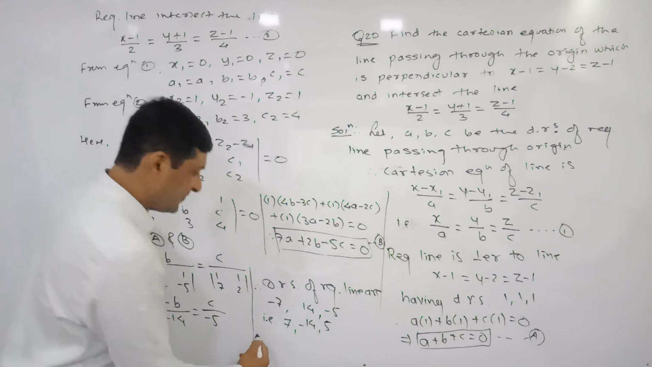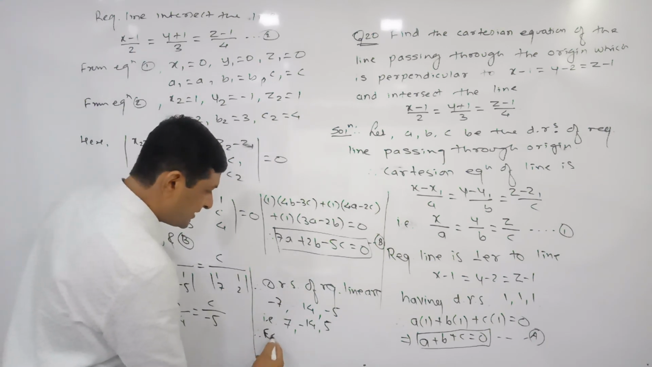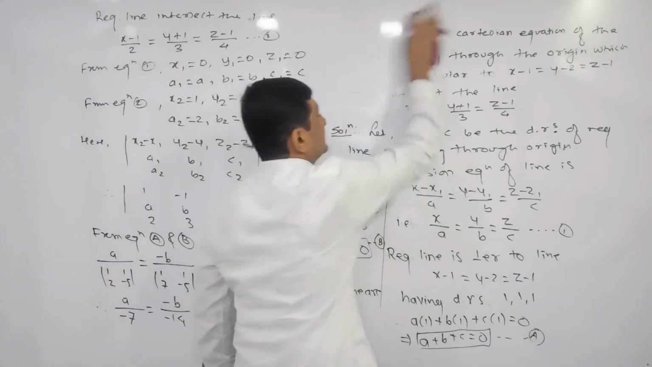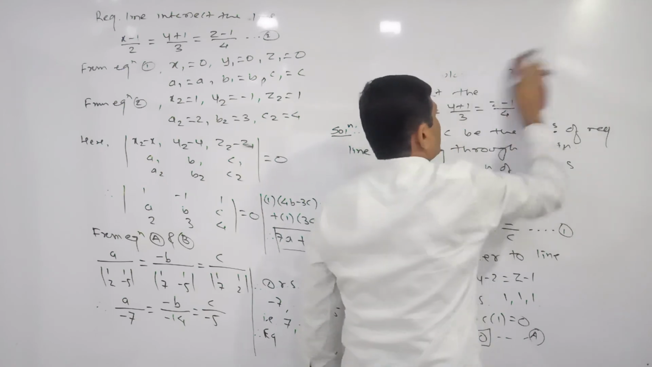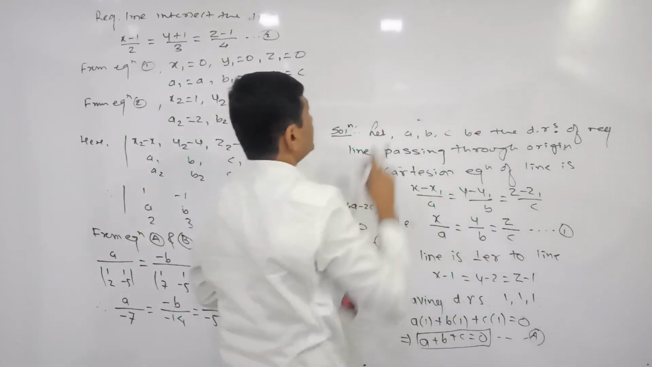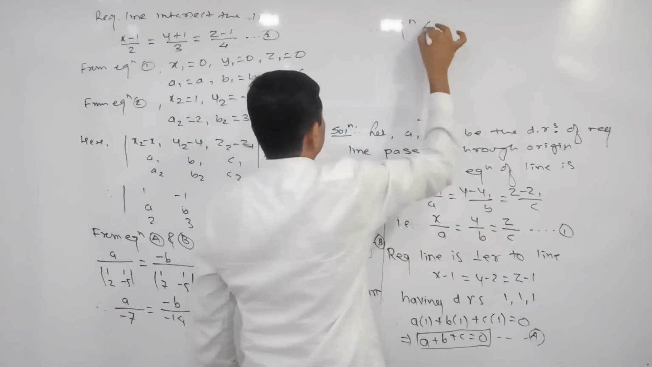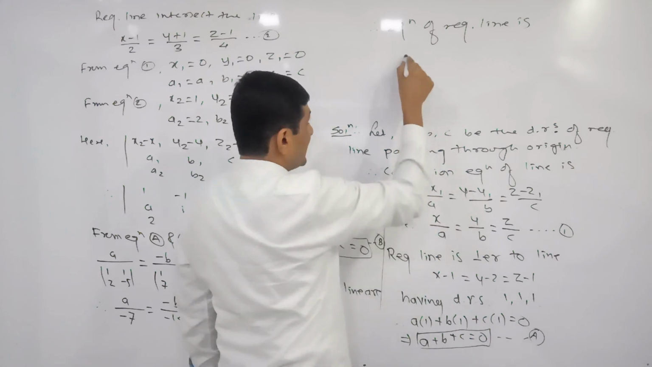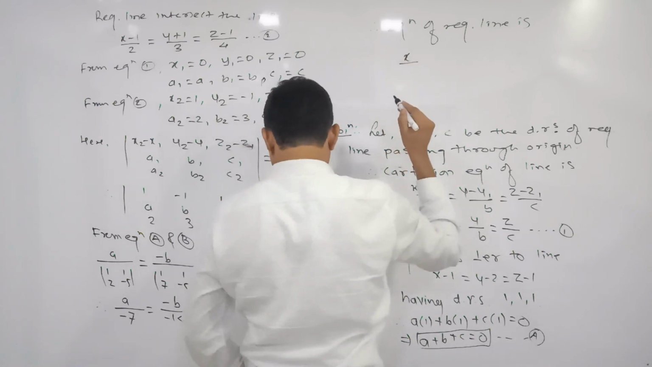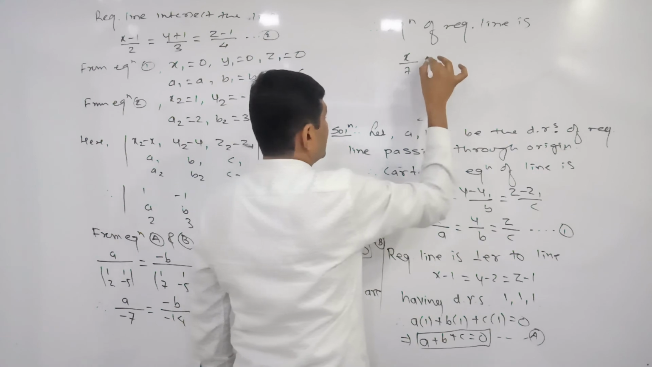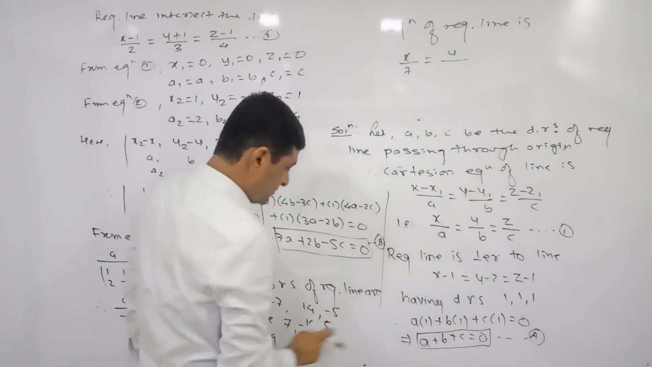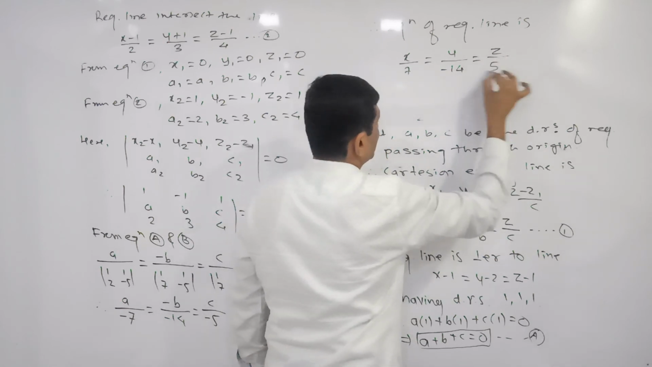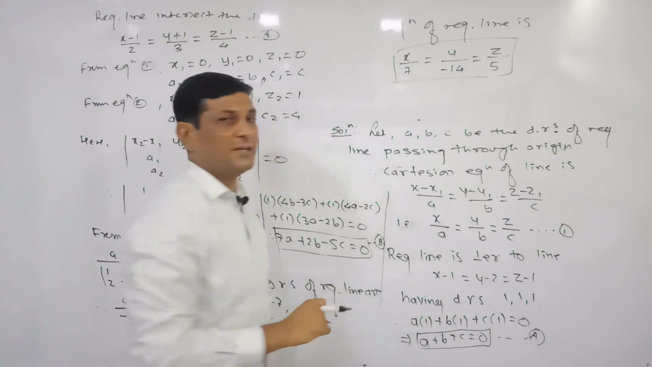So the equation of the required line is, a better way to write it down here: x upon a, what is the value of a here? 7, is equal to y upon b, b is minus 14, and z upon c, c is equal to 5. In this way we have got the required Cartesian equation of the line.